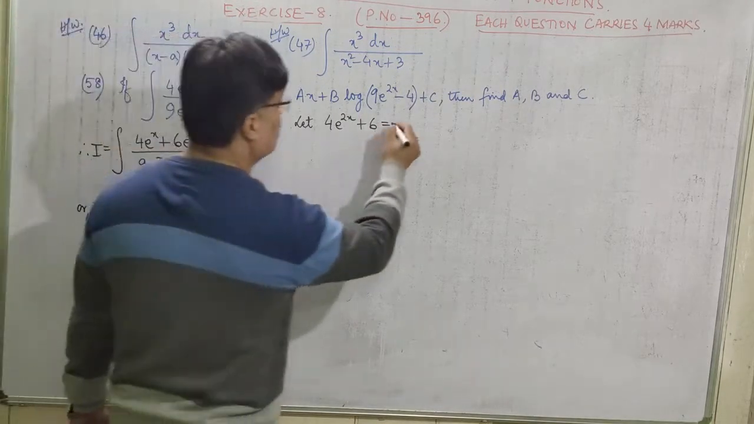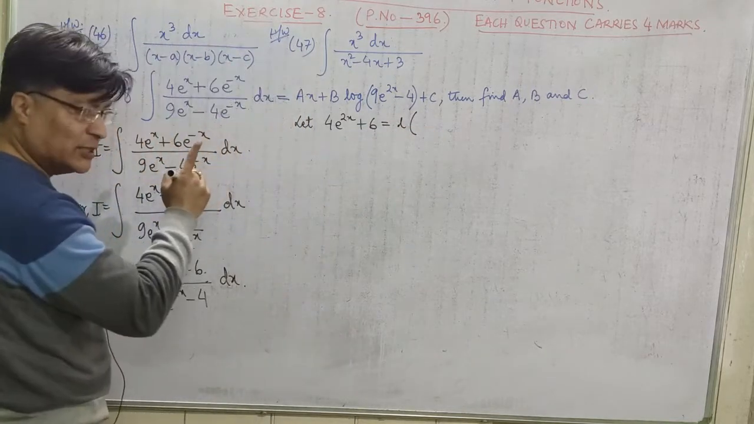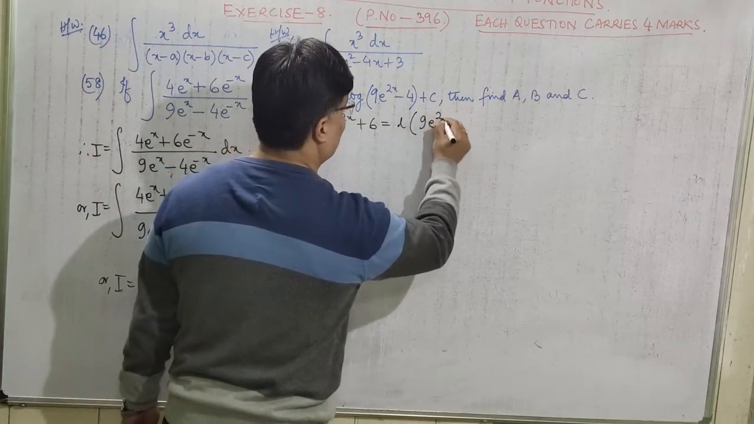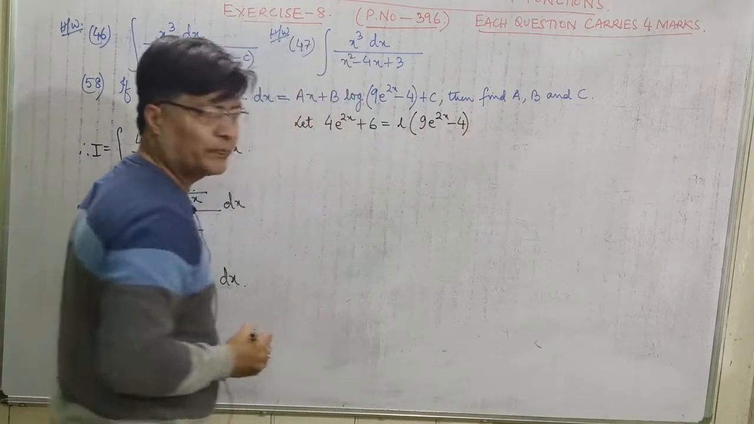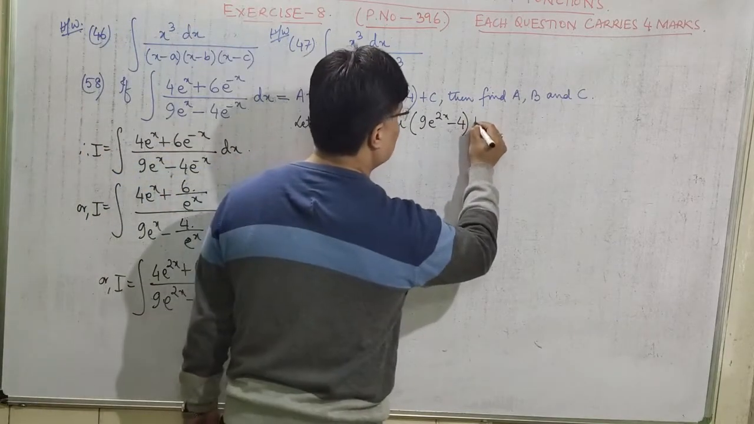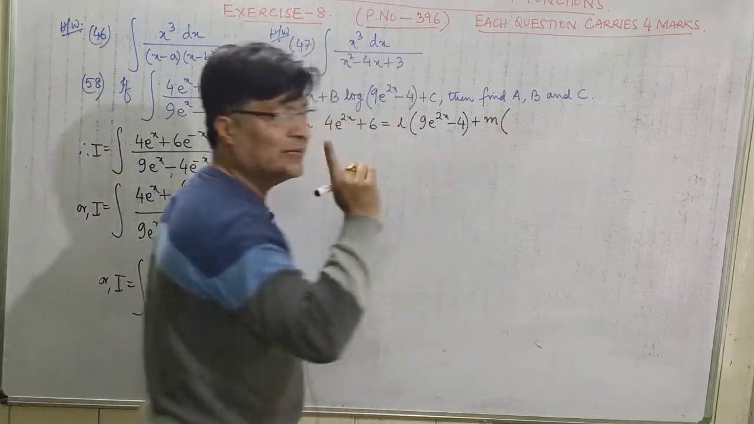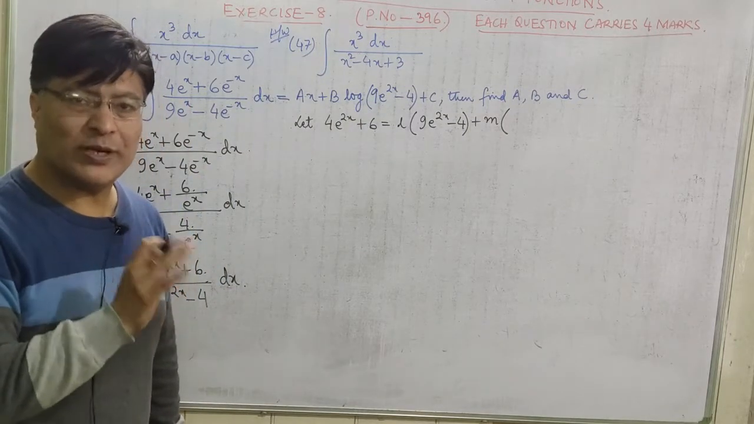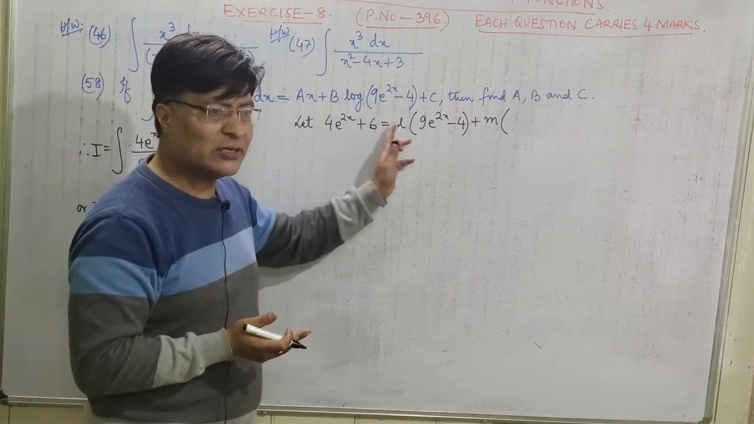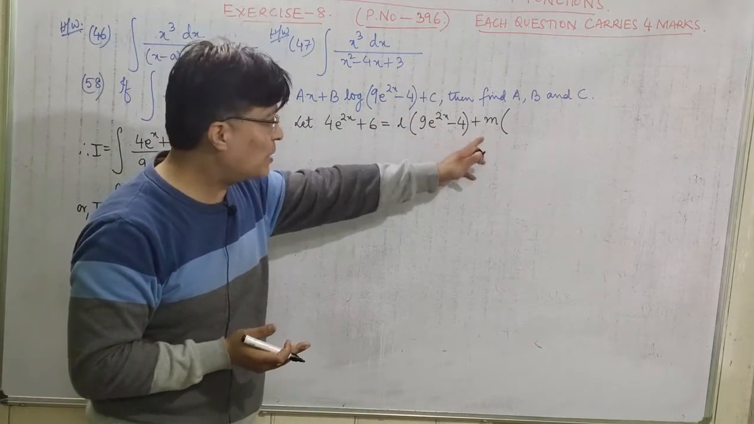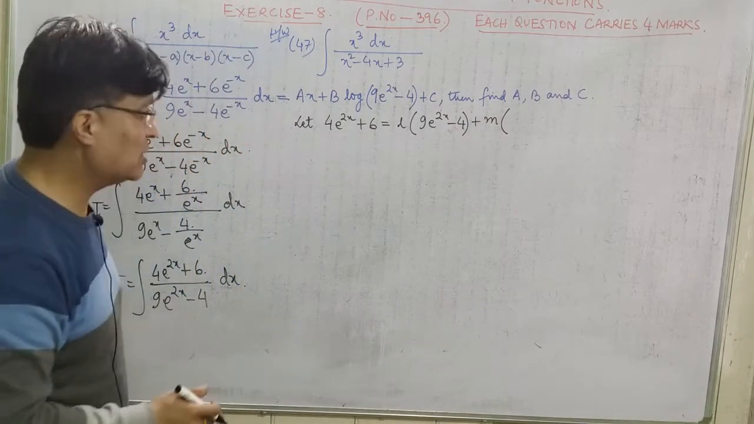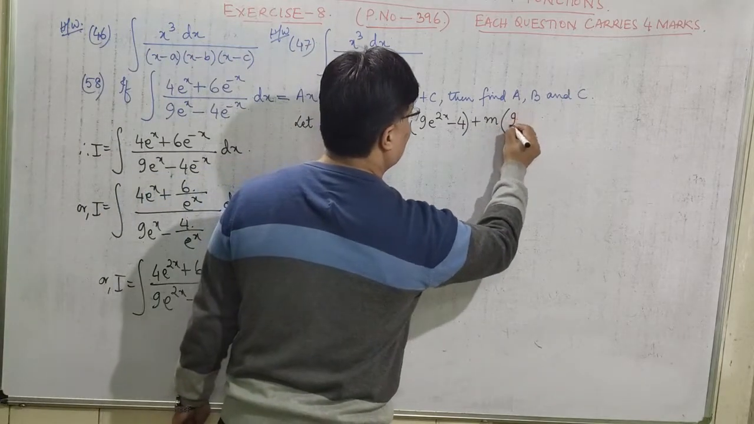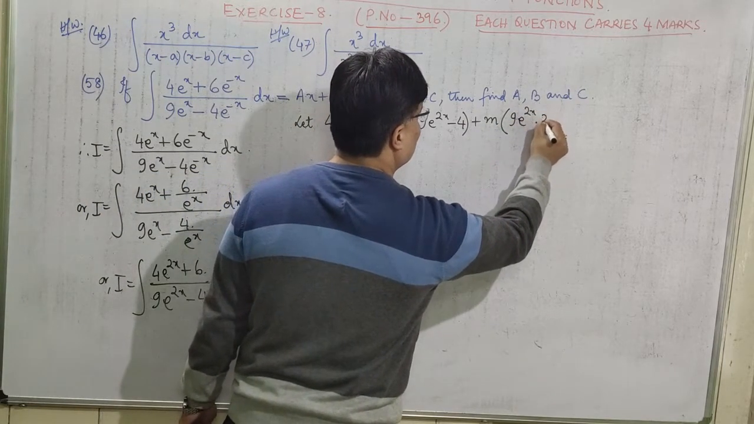Let numerator is equal to L into denominator. L means constant, right? L into, what is the denominator? 9 e to the power 2x minus 4, right? Then plus m into within bracket differentiation of denominator. Is that clear? You have to remember that in this case we are using the method numerator is equal to L into denominator plus m into differentiation of denominator. What is the differentiation of the denominator? Differentiation of denominator is 9 e to the power 2x into 2.